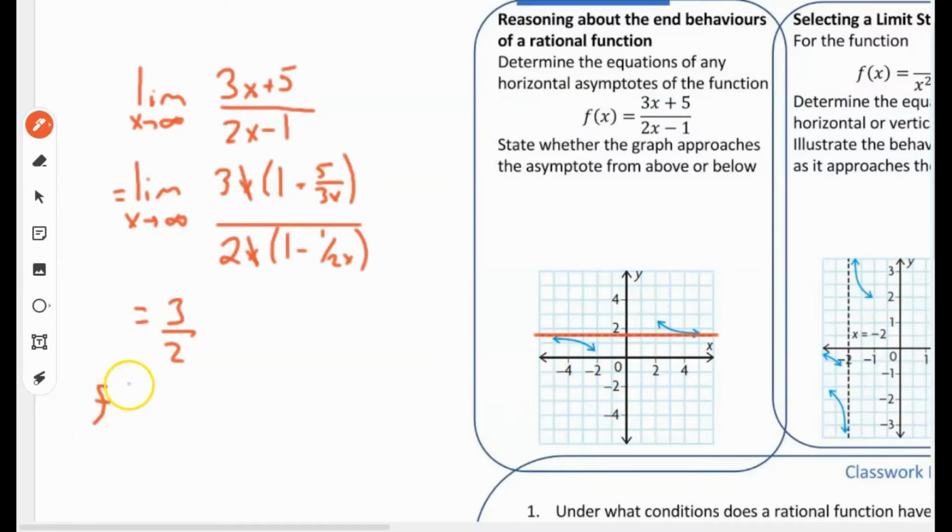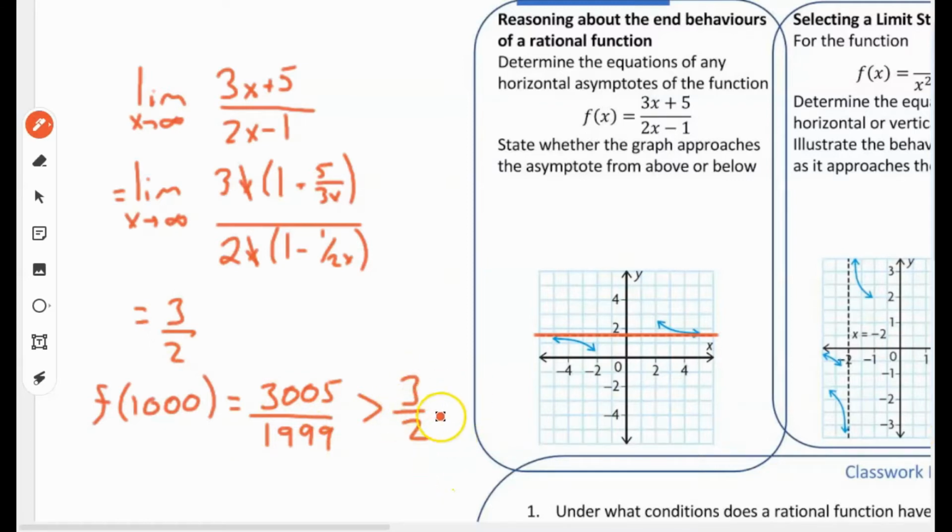For example, what is the value of this function at 1,000? Well, 3 times 1,000 plus 5 gives us 3,005, all divided by, on the denominator, 1,999. And that value is greater than our asymptote 3 over 2. So if it's greater than the asymptote 3 over 2, it approaches from above. Right? So as the values of x get very, very big, it's above the asymptote. So it's coming from above towards the asymptote.